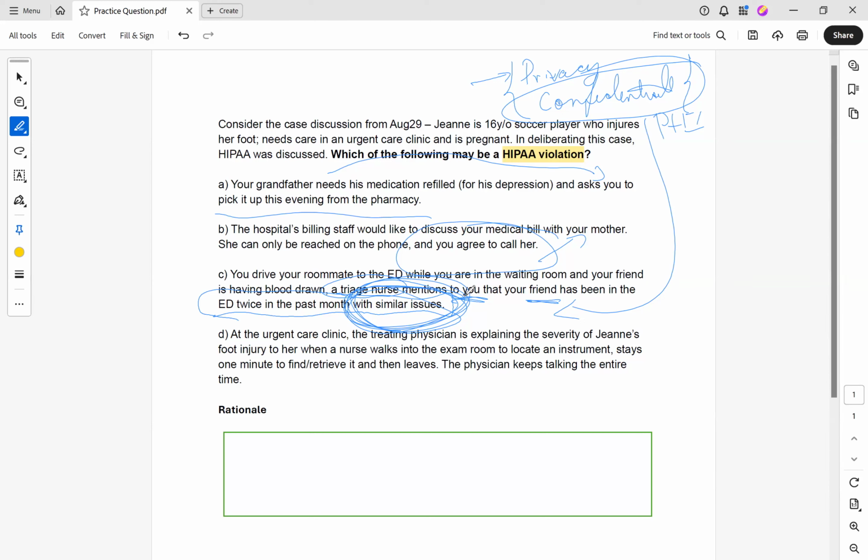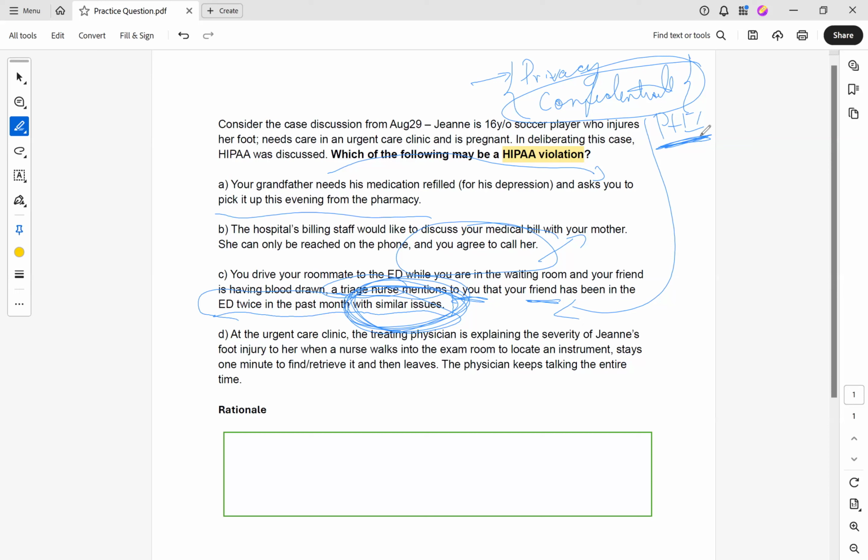At the urgent care clinic, the treating physician explained the severity of Jean's foot injury to her. A nurse walks into the exam room, locates an instrument, stays one minute to find it and retrieve it, and then leaves. The physician keeps speaking the entire time while this nurse is trying to find some sort of item. So potentially you can assume that the nurse heard what was happening about Jean's foot injury. Is this a potential violation? Well, it's probably inappropriate. We don't know if it's protected health information or not, because we don't exactly know what the physician was saying.